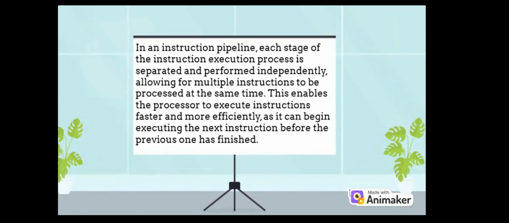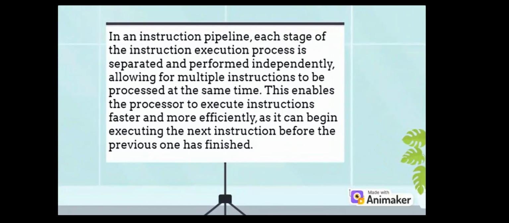In an instruction pipeline, each stage of the instruction execution process is separated and performed independently, allowing for multiple instructions to be processed at the same time. This enables the processor to execute instructions faster and more efficiently as it can begin executing the next instruction before the previous one has finished.